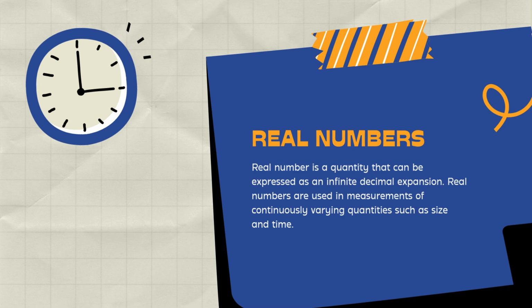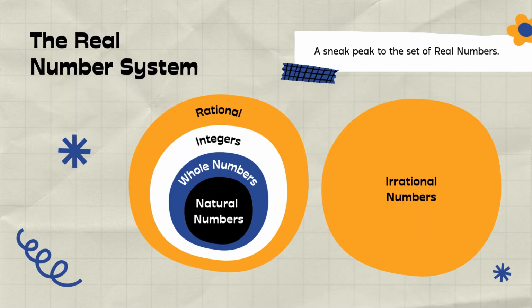So, the real number system actually divides into two big sets. The first one we call the rational numbers, and the second one are irrational numbers. And rational numbers contain integers, whole numbers, natural numbers. So, let's see what each set contains.